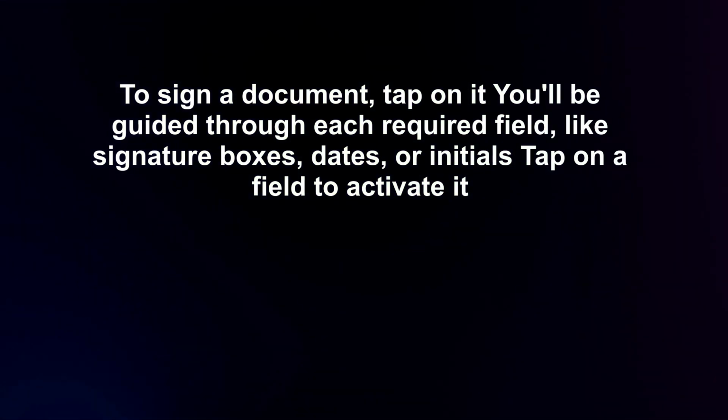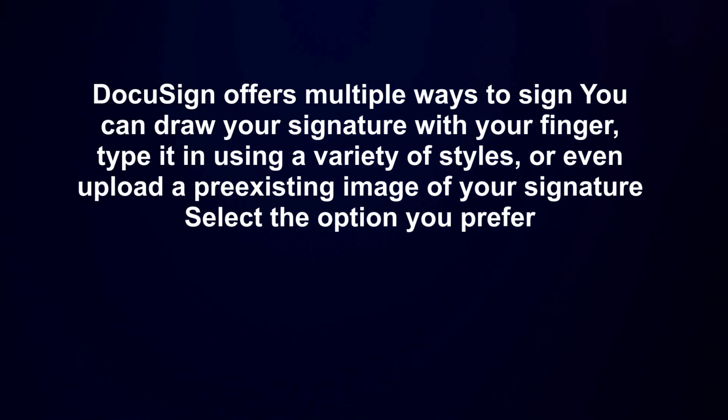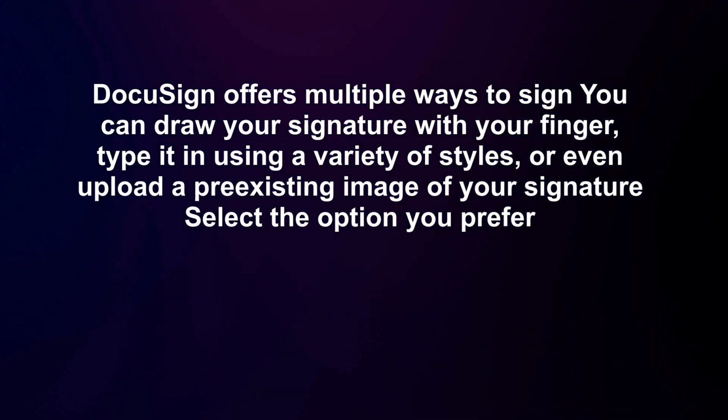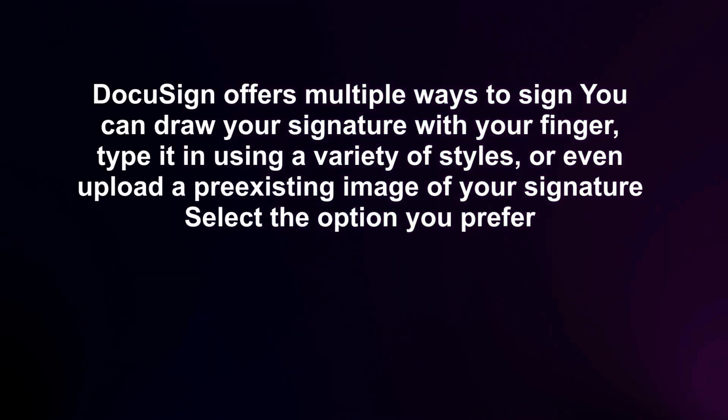Tap on a field to activate it. Docusign offers multiple ways to sign. You can draw your signature with your finger, type it in using a variety of styles, or even upload a pre-existing image of your signature. Select the option you prefer.